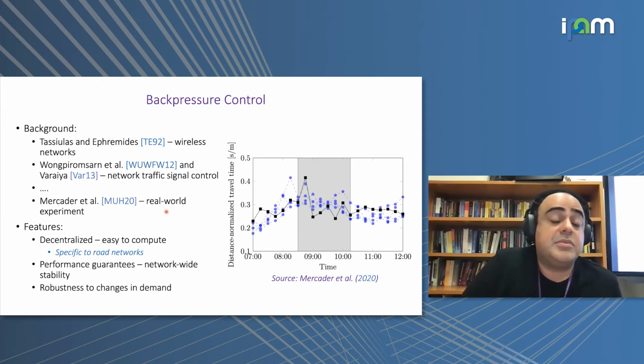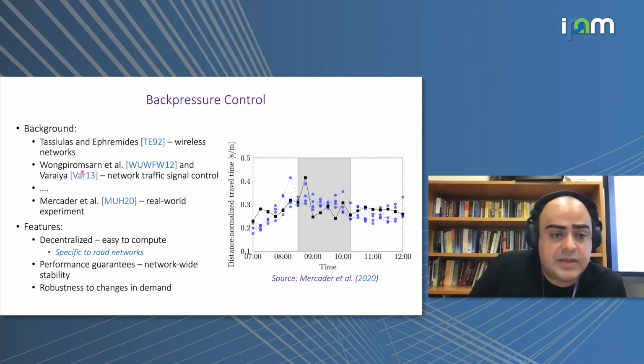Now, it took about 10 years, but 10 years later, two independent groups of researchers adapted the backpressure approach to traffic signal control. They saw the analogy between the interference pattern between channels in wireless networks, and how you have basically the same thing in traffic signal networks. Those two groups were Wongpiromsarn et al. and Pravin Varaiya, 2013. And since then, there have been many variants of the approach presented in these two papers.